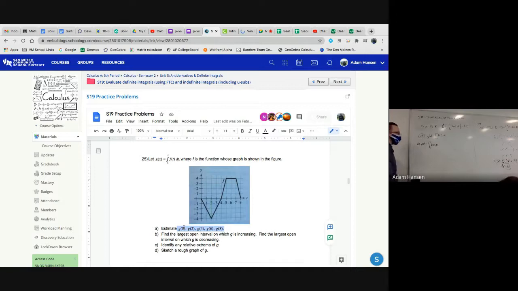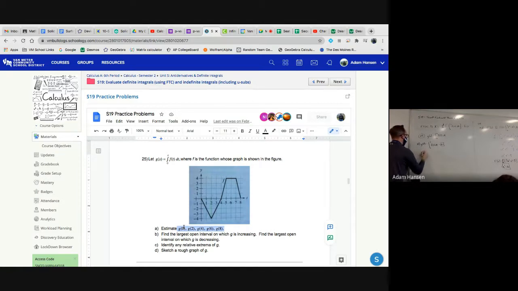The definite integral from 0 to 0 of anything. Why? It's the area of nothing, right? The upper bound and lower bound are the same. Right? Let's try another one.